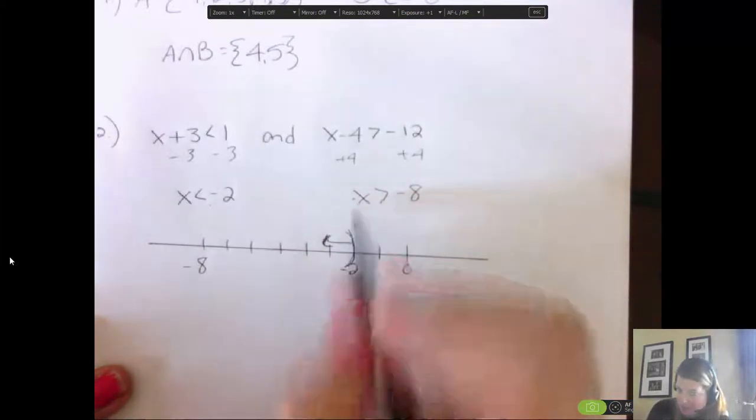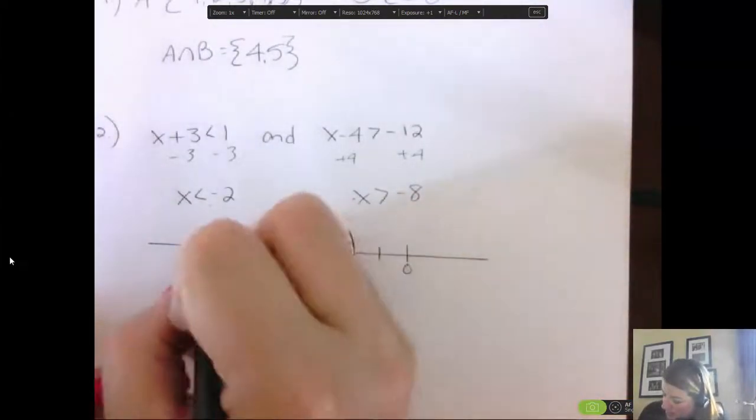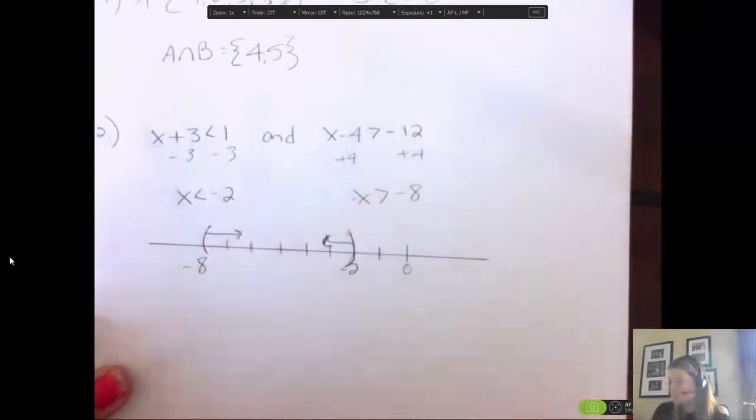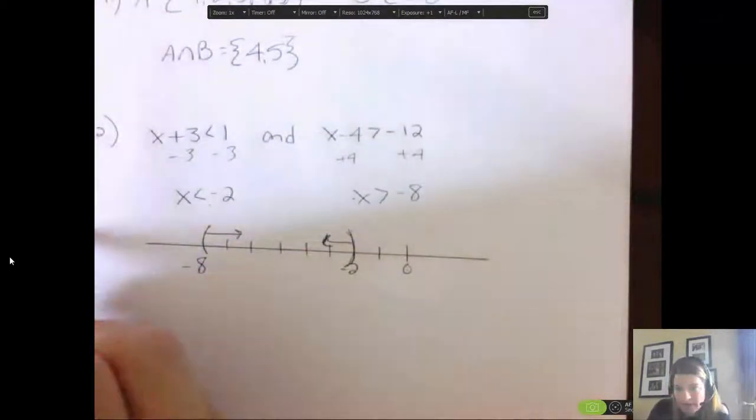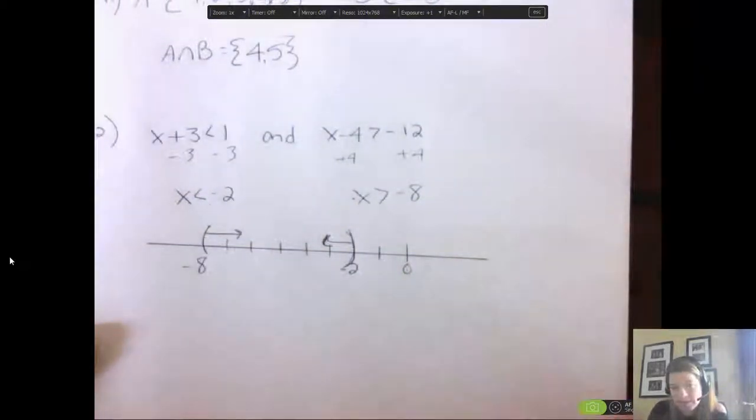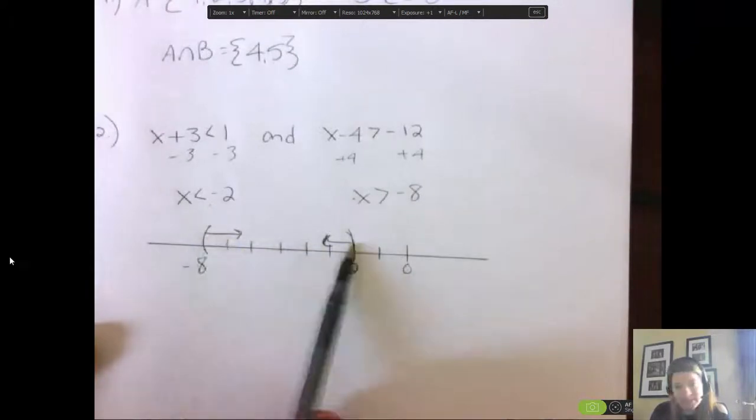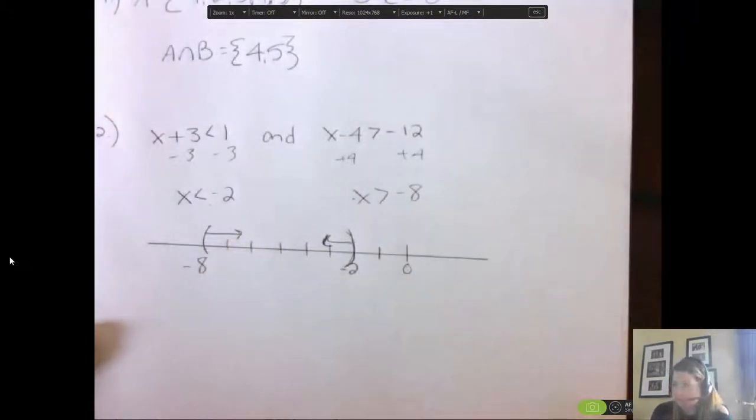This one goes this way. So what do they have in common? This one continues forever this way, and this one continues forever this way. But what they have in common would be where they both are, which is just in between those two numbers.